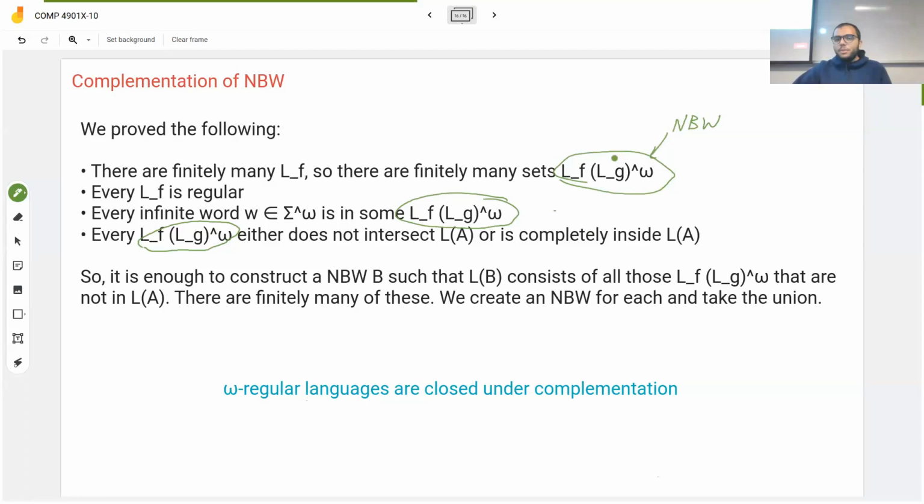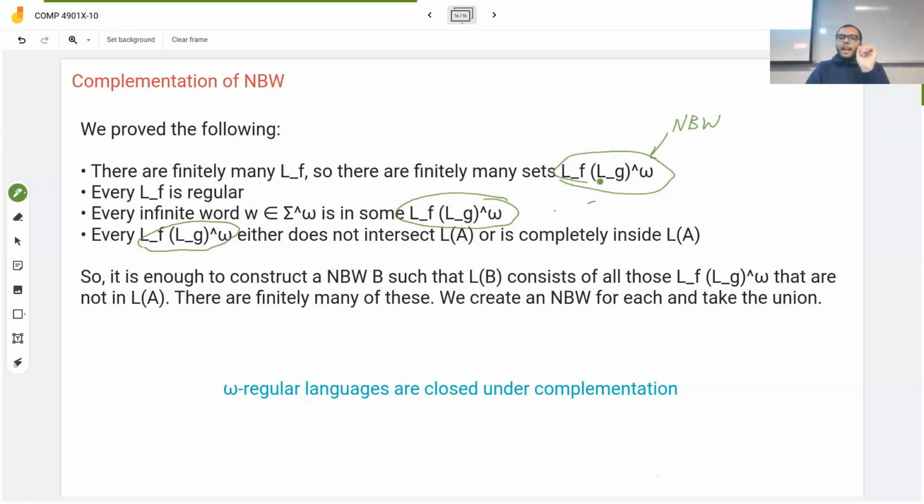But why do I have an NBW for this? Well, I know that I have a non-deterministic finite automaton for LF, and I have an NFA for LG. So I can just combine them to get an NBW for LF LG omega. How can I do that? Well, first, I have to read a word in LF. So I take the NFA of LF and I just take every accepting vertex and connect it to the initial vertex of LG.